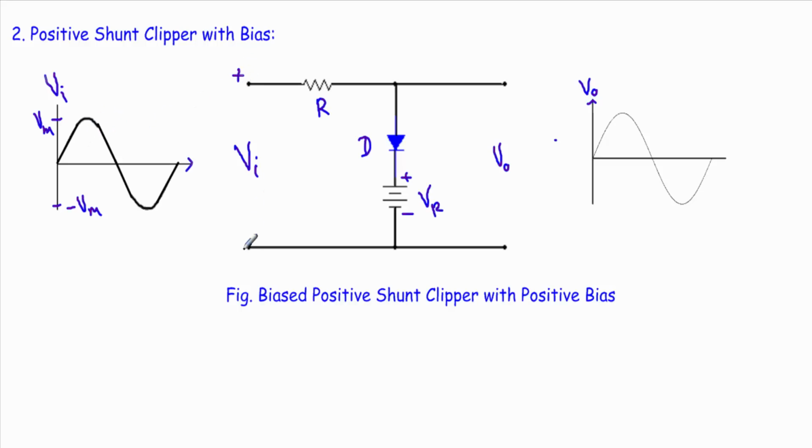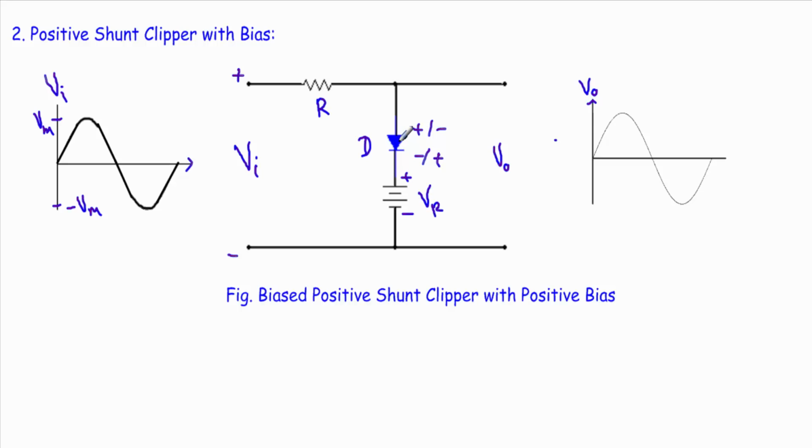This terminal will be positive and this terminal will be negative. See, the positive terminal of the input voltage is connected with the P side of the diode, and the negative terminal is connected with the N side of the diode, and so this input voltage will try to drive the diode in forward bias. And if I consider the effect of this reference voltage, the positive terminal of the reference voltage is connected with the N side and the negative terminal is connected with the P side. That means this reference voltage will try to drive the diode in reverse bias.